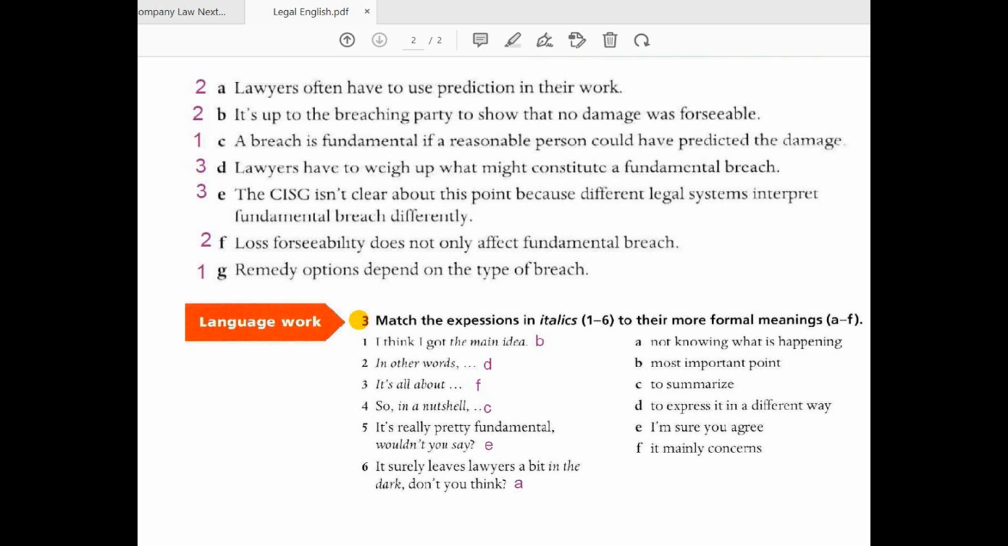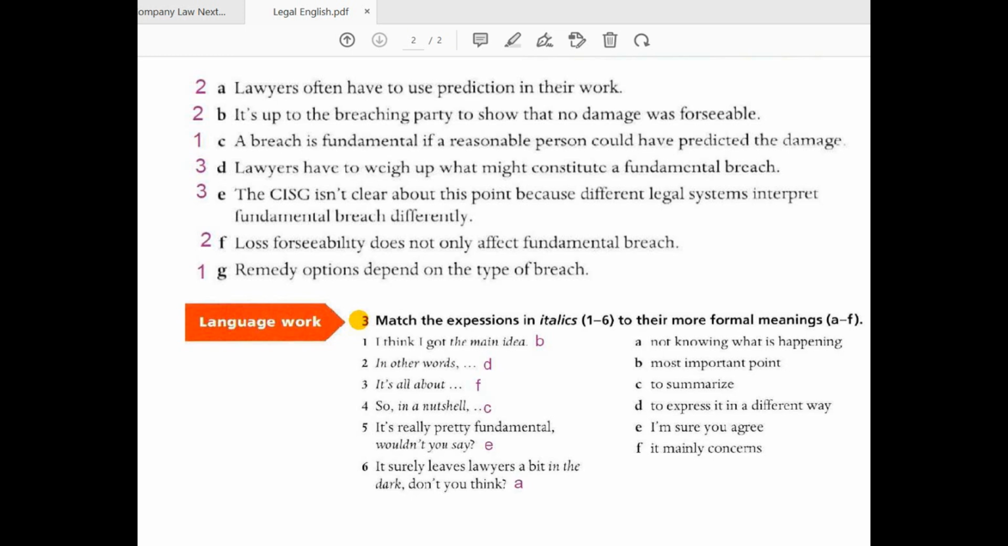Option D belongs to the third extract: Lawyers have to weigh up what might constitute a fundamental breach. Option E belongs, again, to the third extract: The CISG isn't clear about this point because different legal systems interpret fundamental breach differently. Option F belongs to the second extract: Loss foreseeability doesn't only affect fundamental breach. And option G belongs to the first extract: Remedy options depend on the type of breach.